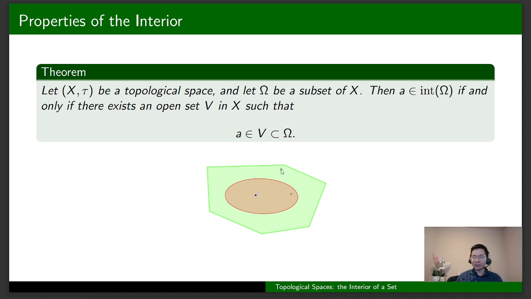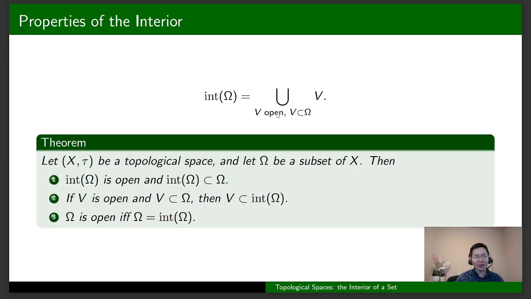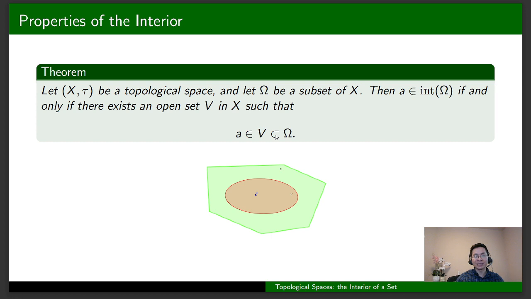How can we prove this property? Let's look at the forward implication. If we take any A in the interior of omega, we can use this definition for the interior and see that A belongs to one of the sets V in this collection. And V is a subset of omega and V is open. So we have this property.